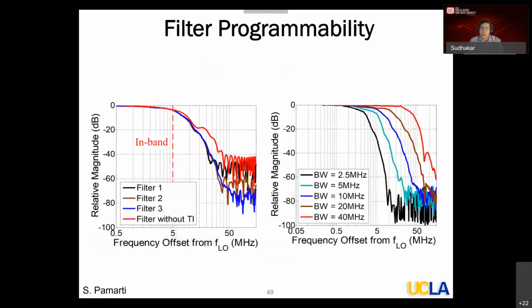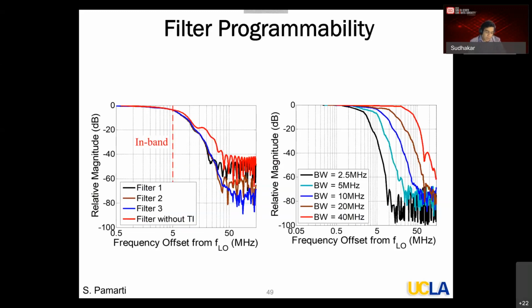I'm going to very quickly go through some example measurement results. This is just published in a paper, so I don't want to take up too much of your time on that. Here I'm showing you measured filter programmability. The figure on the left shows you different filters, right? So 3 filters, black, brown, and blue, and the red is a filter without time interleaving. As you can see, with time interleaving, you can get a much higher stopband attenuation and so on. So what I'm trying to show is that by changing R of T, you can get a different filter. And that is very attractive in many, many applications, particularly in the receiver application.